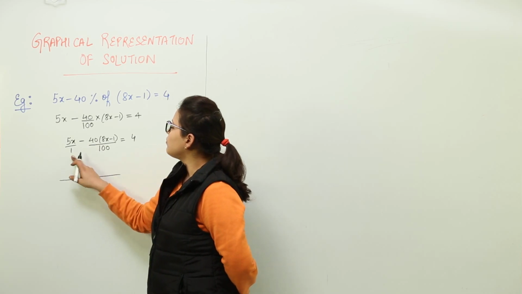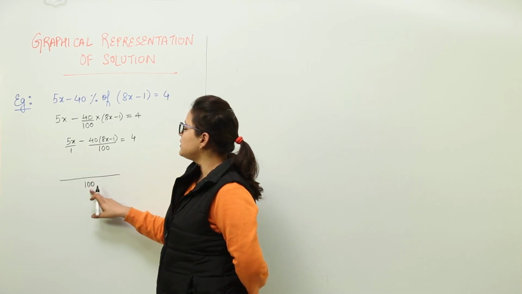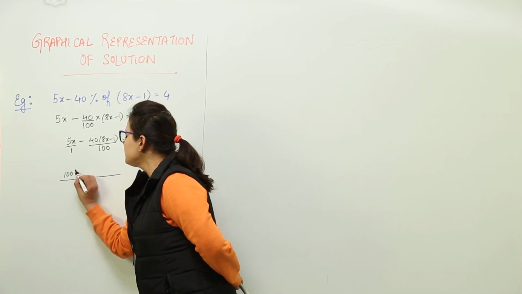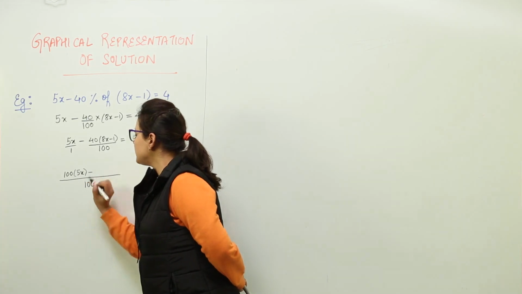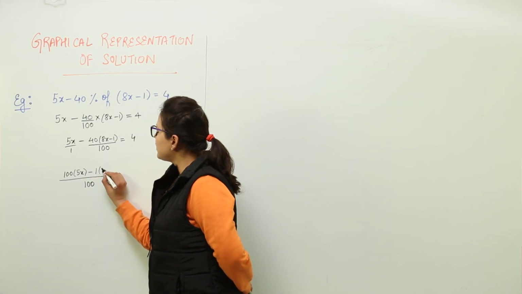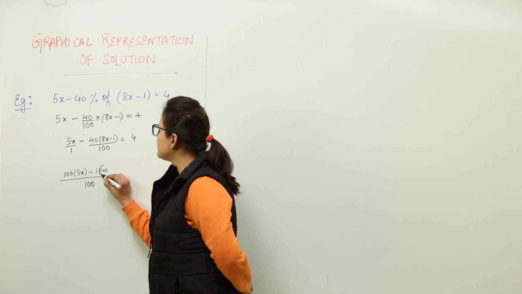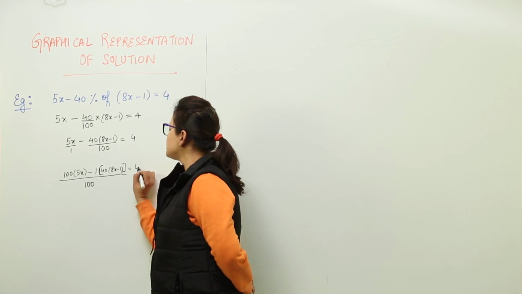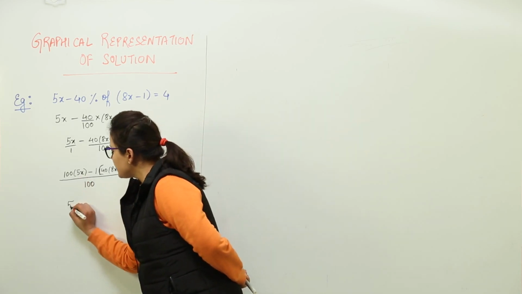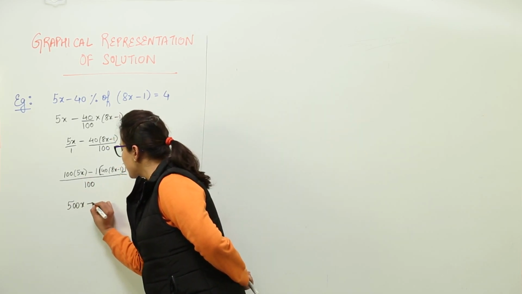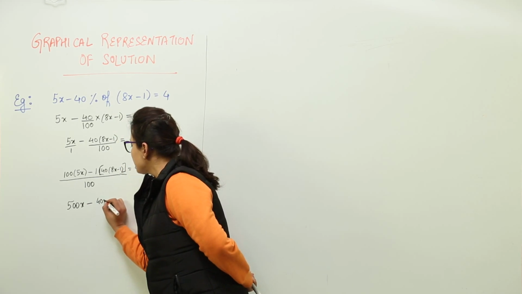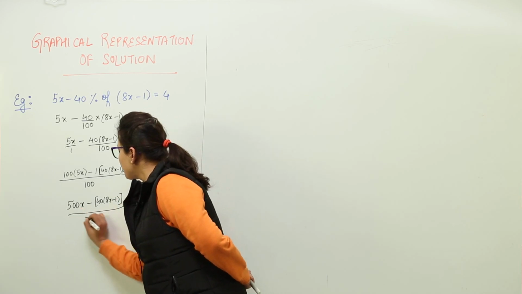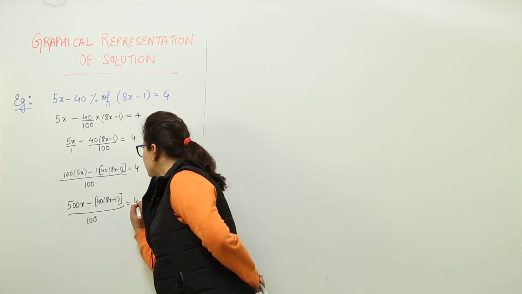Here we get, if 1 is here and 100 is here, what should 1 be multiplied with to get 100? It should be 100, and we have 5x, so 100 should be multiplied with 1 only. So we write 40 into (8x minus 1) as it is, for this one is equal to 4. So now on solving we get 500x minus, the term remains the same, 40 into (8x minus 1) whole upon 100 is equal to 4.